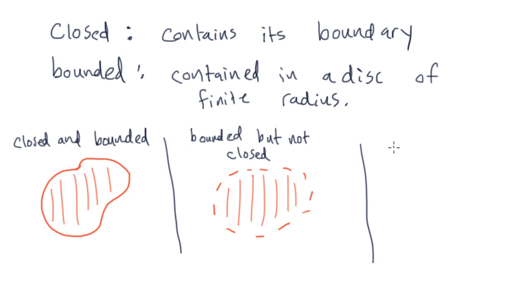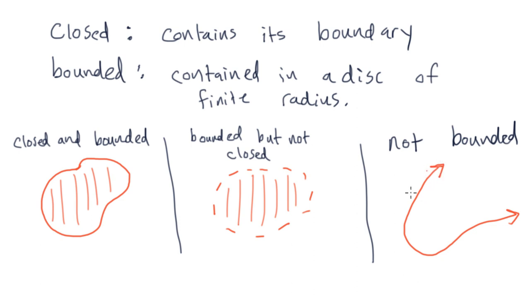Then we can also look at a region that is not bounded. Somehow here, something like this, the boundary curve of the region goes off to infinity in some directions, and I'm looking at all of the points going off to infinity. So I can't pick a radius large enough for a disk to contain all of the region. It's going off to infinity.